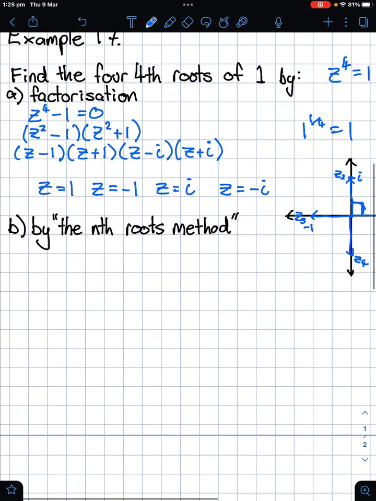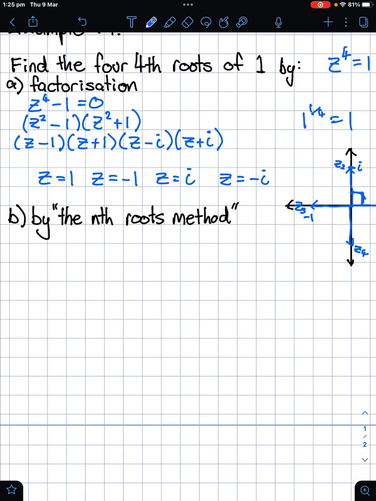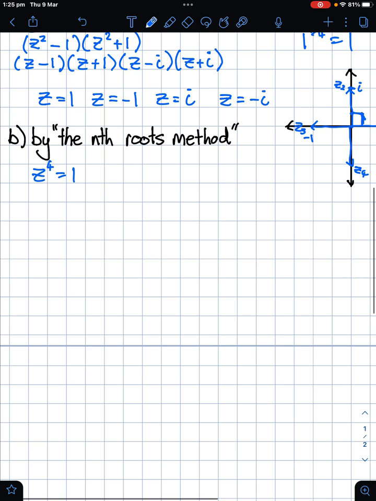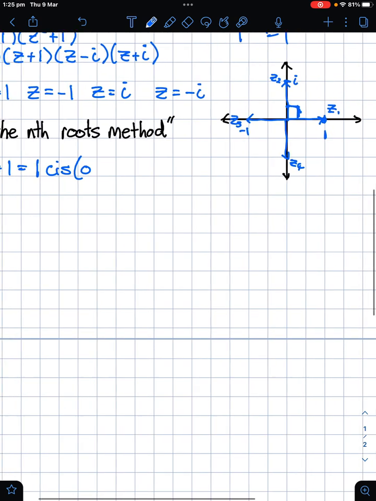Let's go to the nth roots method. This one here is more in line with our topic. So we've got z to the 4 equals 1. What we're going to do is change this to polar form. So 1 is equal to a modulus of 1 and then cis, an angle of 0. So that's what 1 represents.